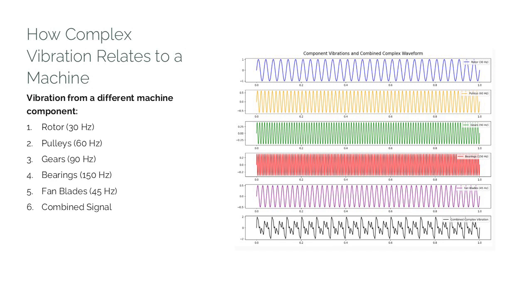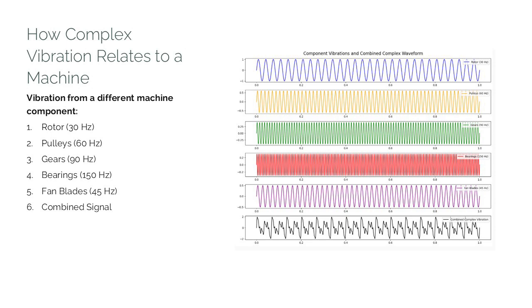Here's a waveform diagram illustrating how multiple machine components contribute to a complex vibration signal. Let's explore the breakdown of the plot. Each subplot shows the vibration from a different machine component. Number 1, rotor, 30 Hz, a strong, low-frequency oscillation. Number 2, pulleys, 60 Hz, higher frequency, moderate amplitude.